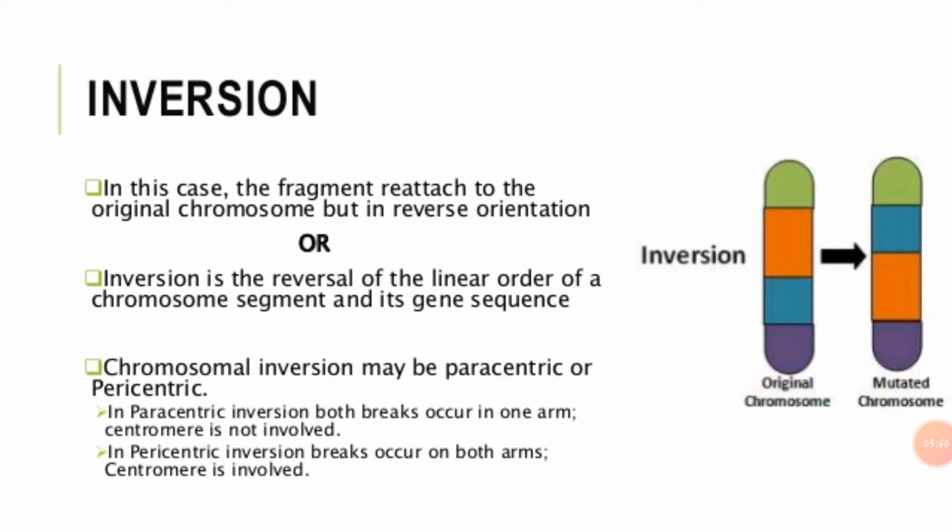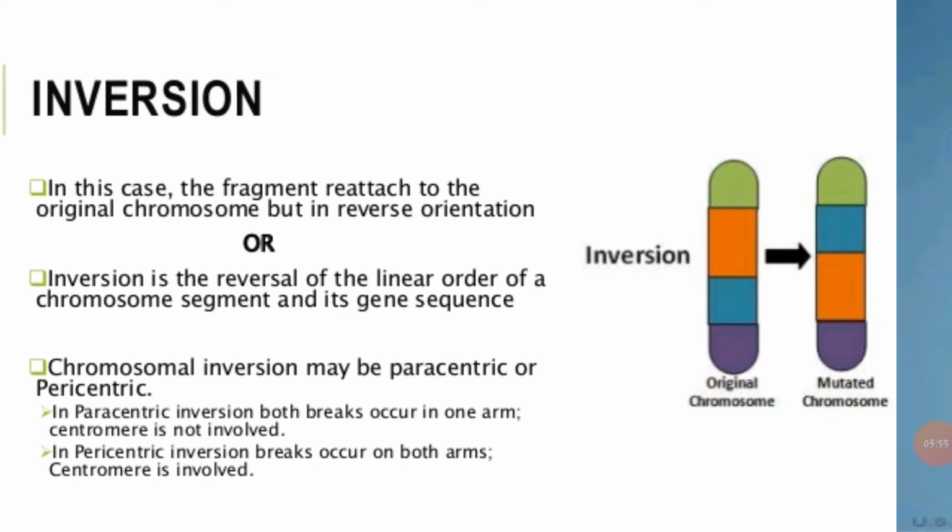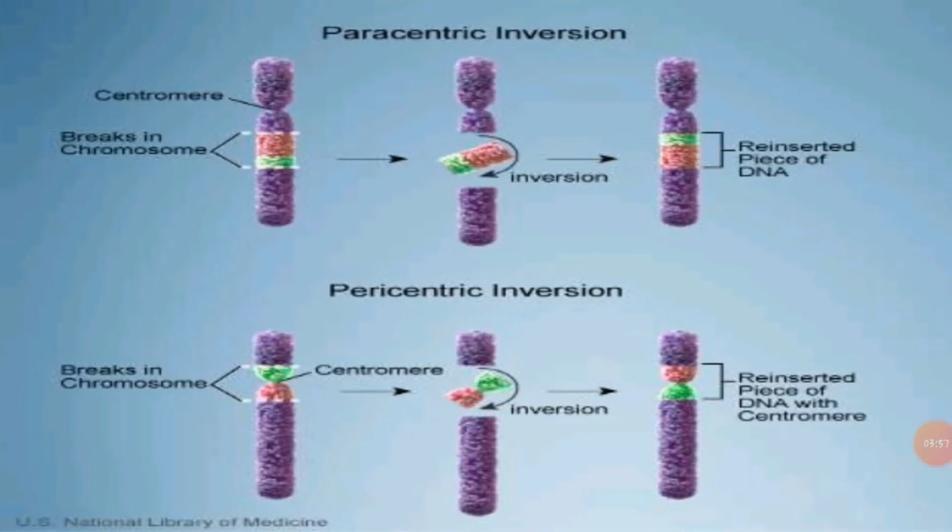It is not known whether all inversions occur in this way, but this is a plausible explanation for many chromosome inversions. Here we can see the origin of inversion. Then next is the types of inversion.